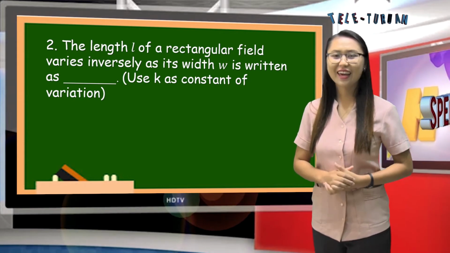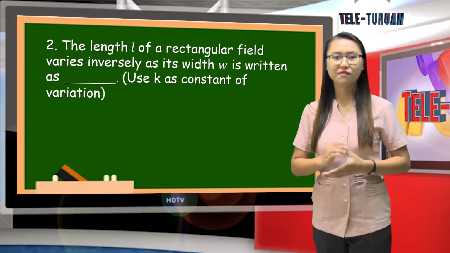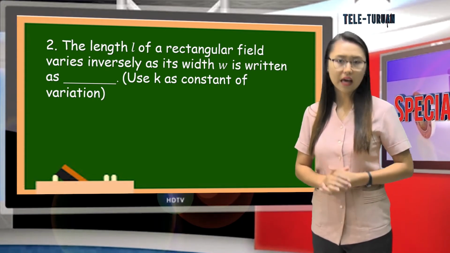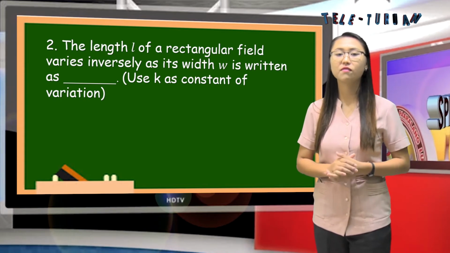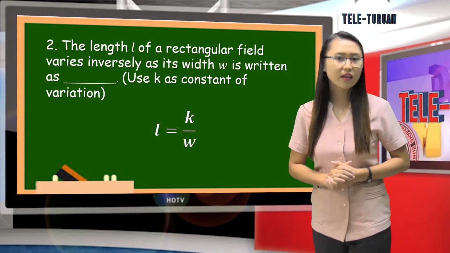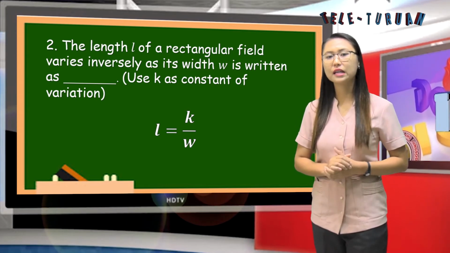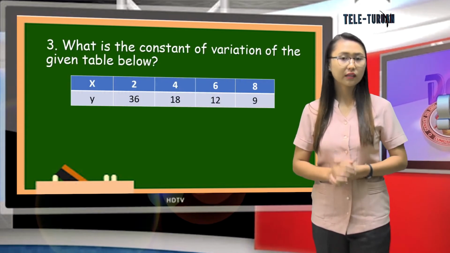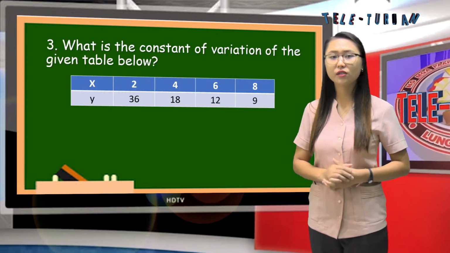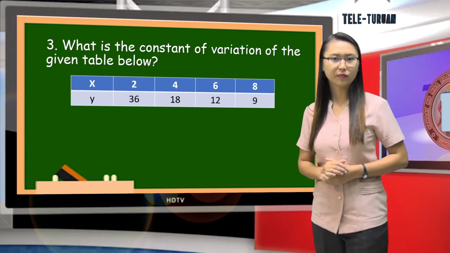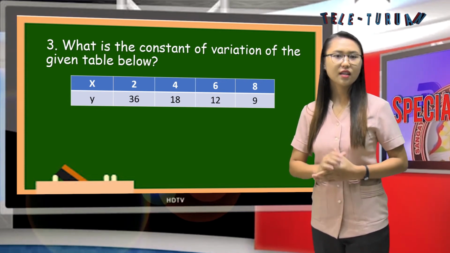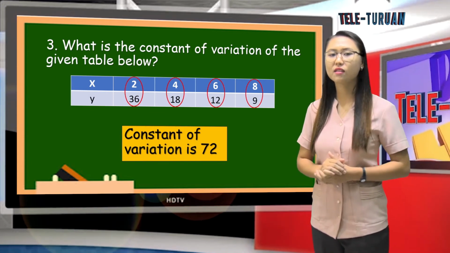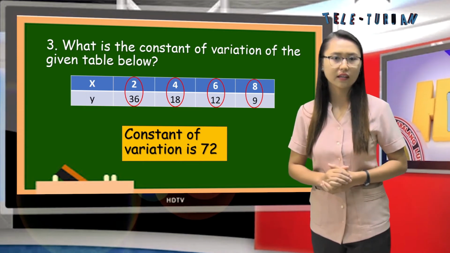Number 2. The length L of a rectangular field varies inversely as its width W is written as blank. Use K as the constant of variation. Very good. This statement may be translated as L is equal to K over W. Number 3. What is the constant of variation of the given table below? That's right. The constant of variation of this table is 72. All we have to do is multiply the values of x and y.